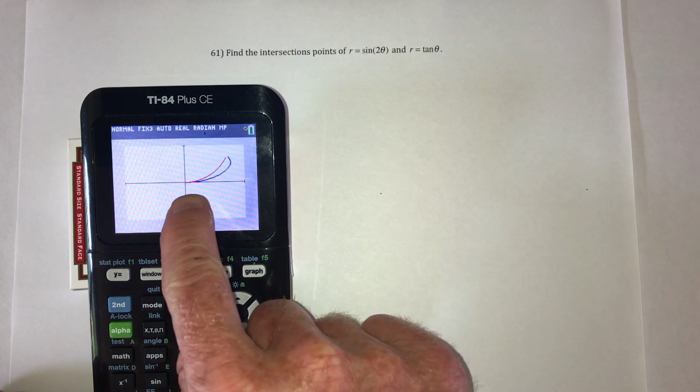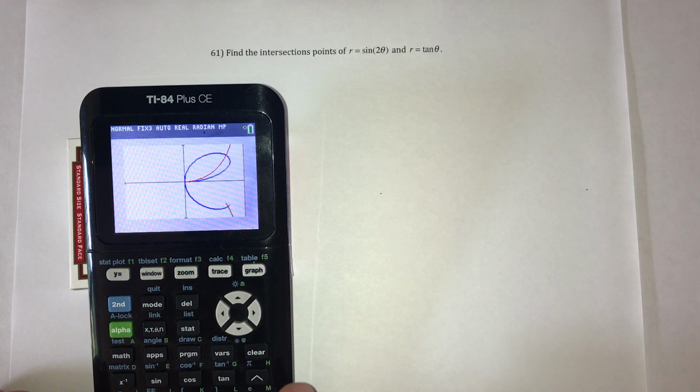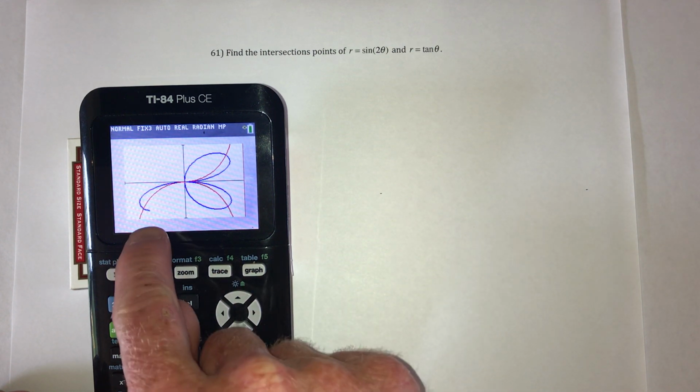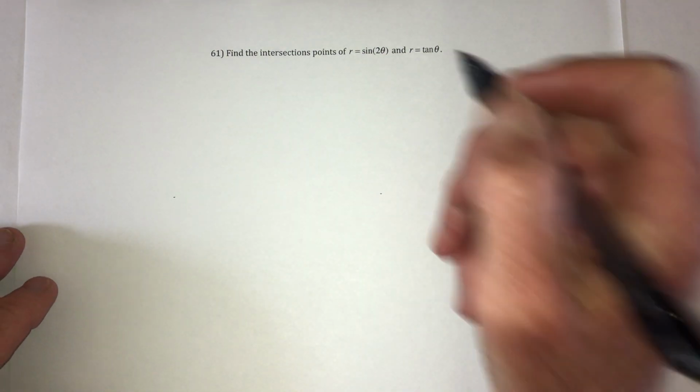So they got there at the same time. I wasn't watching on that one. I don't know, that was close. Their origin, it looks like right there. And so it sort of looks like they are intersecting. Of course, can't trust the calculator 100%, but you can trust the math.